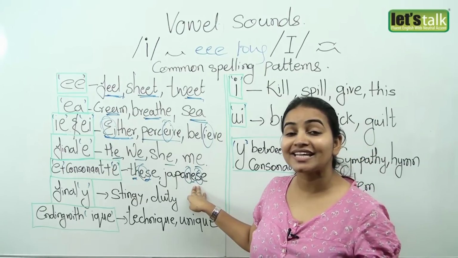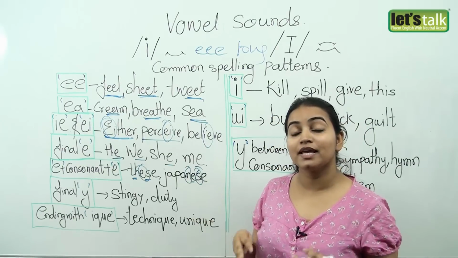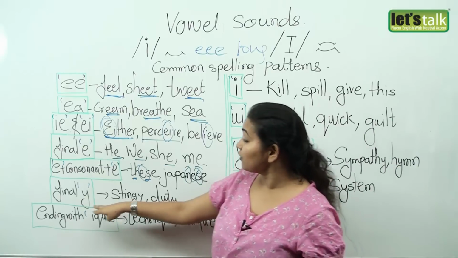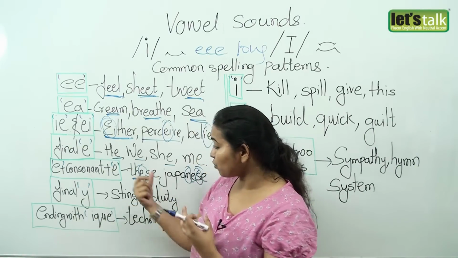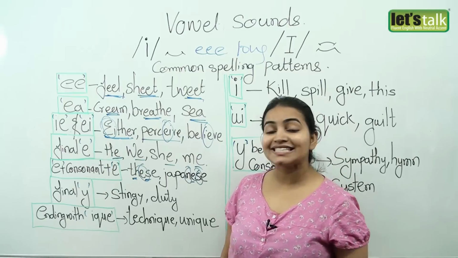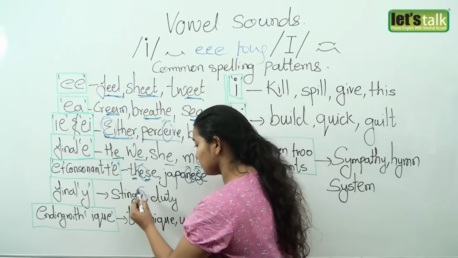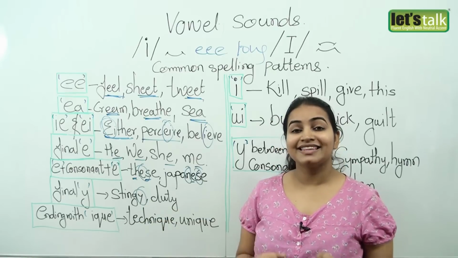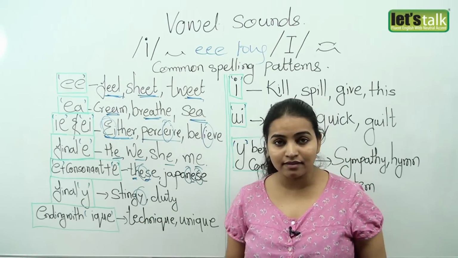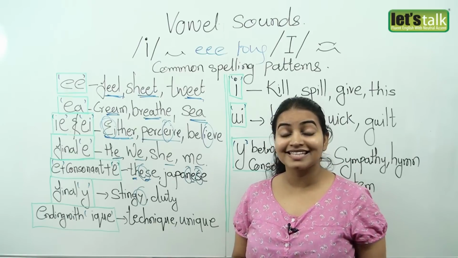Two consonants on either side of E, which gives me Japanese, the long E sound. Then you move on to the next set of words which end with Y. For example, you have stingy. The Y gives me the E sound, so it is stingy. I don't say stingy the other way. I say stingy.